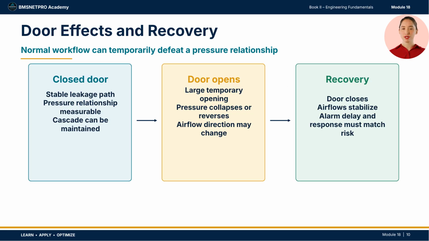Doors are one of the most important disturbances in pressure-controlled spaces. With the door closed, airflow usually moves through defined leakage paths, undercuts, transfer openings, or designed relief paths. When the door opens, the opening can be large enough that the pressure relationship temporarily collapses or reverses. That does not automatically mean the control system failed. It may be a normal door event.